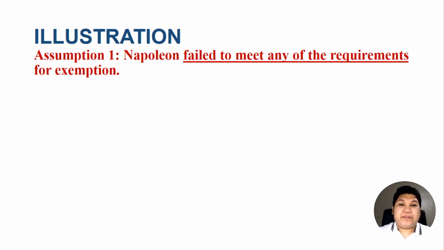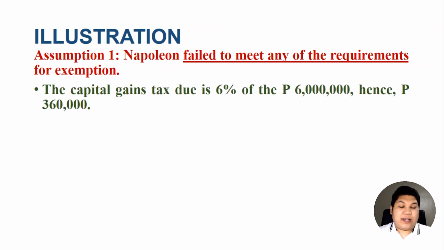So assumption 1, Napoleon failed to meet any of the requirements for exemption. So since Napoleon failed to meet any of the requirements for exemption, he would be subject to capital gains tax of 6%. So the capital gains tax due is 6% of the 6 million. Why 6 million? Because even if the selling price is 5 million, the higher amount is 6 million, the current fair market value. So 6 million times 6% capital gains tax, that is 360,000 pesos.